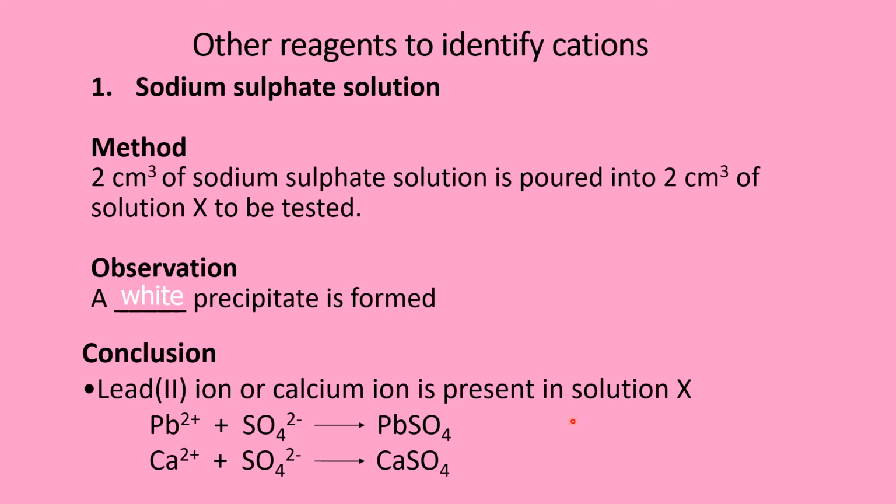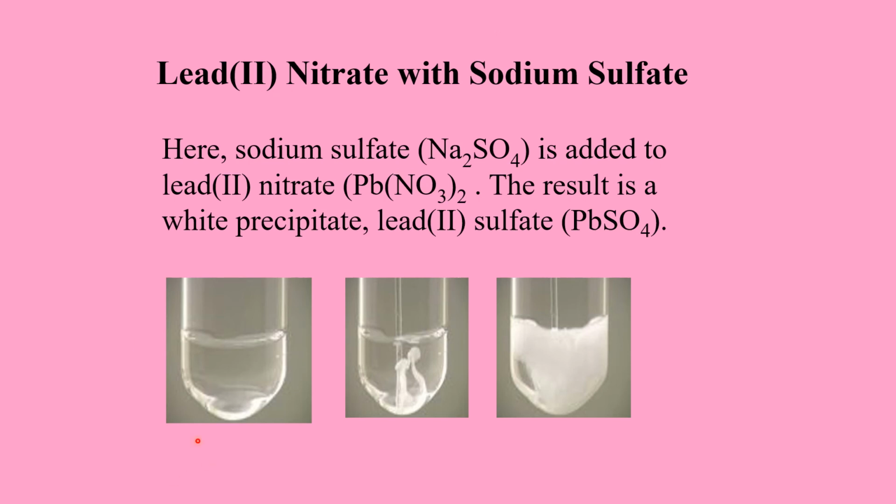This means there are 2 conclusions here. You need another test to confirm whether the solution contains Pb2+ or calcium ion. Lead(II) nitrate with sodium sulfate. Here, sodium sulfate, I think it's a wrong spelling, is added to lead(II) nitrate. The result is a white precipitate, which is lead(II) sulfate.